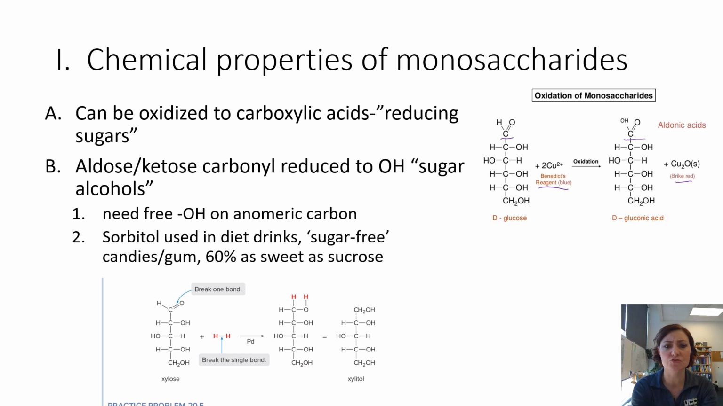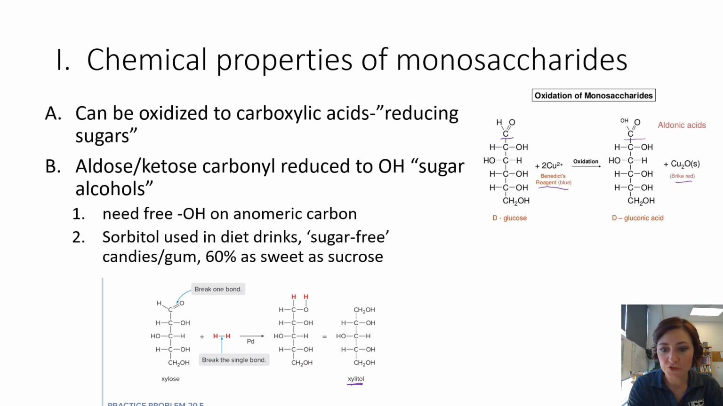Sorbitol is used in diet drinks or anything that's really considered to be sugar-free, candies and gums. This product down here, the reaction we are seeing, xylitol, is another sweetener that is not considered sucrose, but it's used to sweeten gums specifically. Sorbitol is about 60% as sweet as sucrose. When you hear the term sugar-free, that's kind of a misnomer. What sugar-free really means is that it is sucrose-free. It's not that disaccharide sucrose.